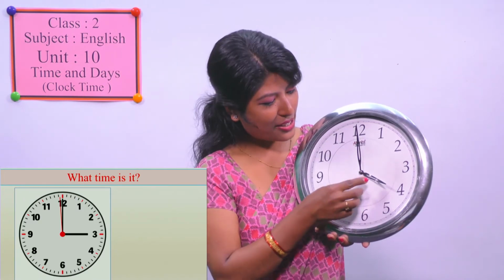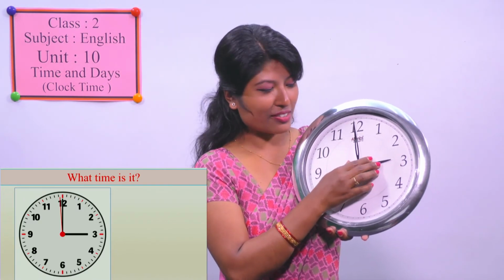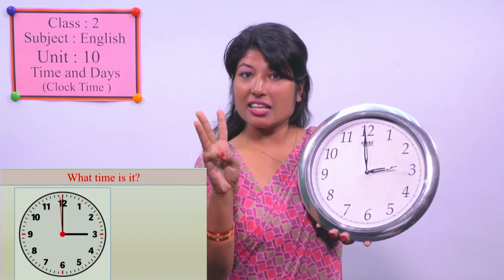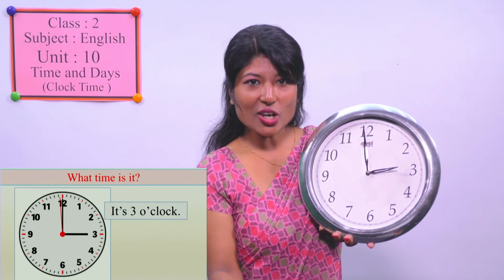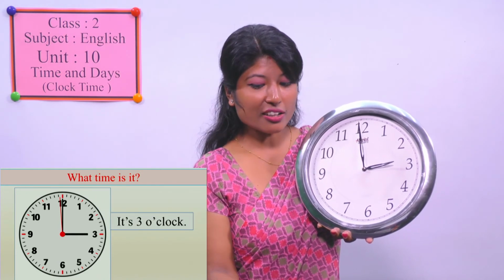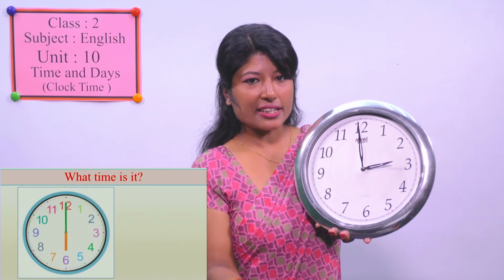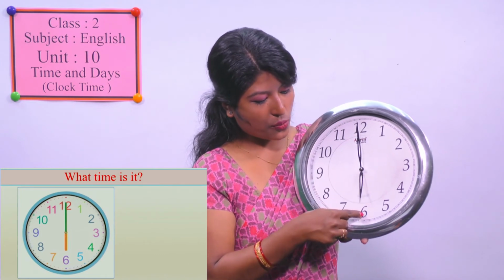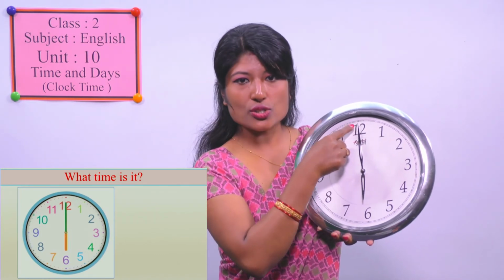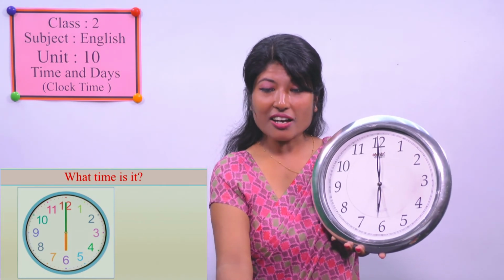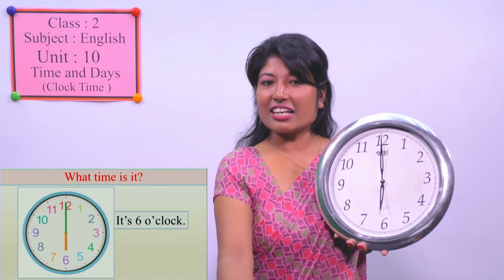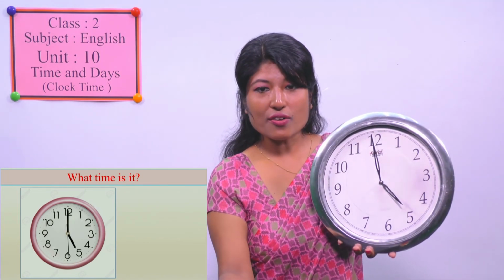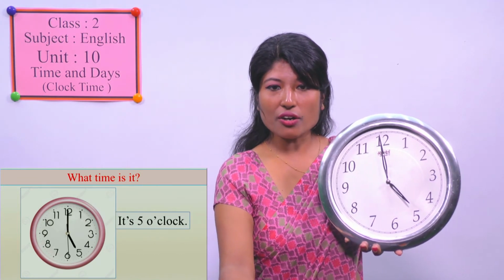Next, we come back to over here. So what time is it? Yes, this is 3 o'clock. Now, if it is like this, up and down, this hour hand points to 6 and the longer hand points to 12. It is 6 o'clock. Like that, this is 5 o'clock.